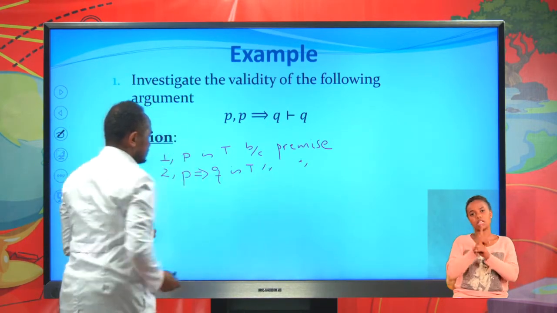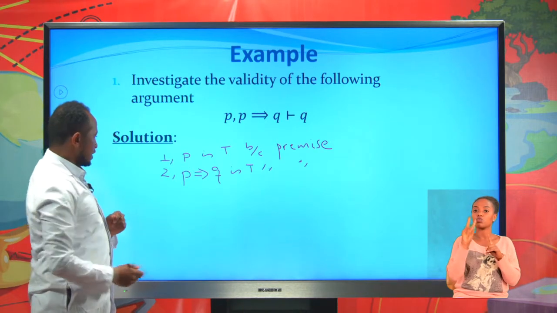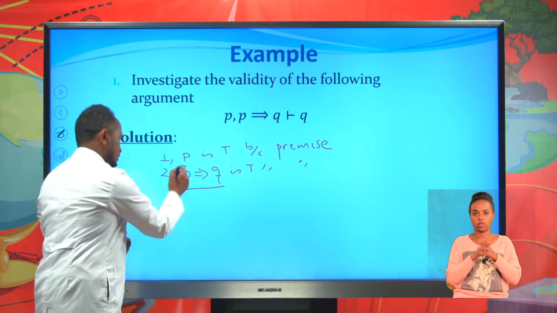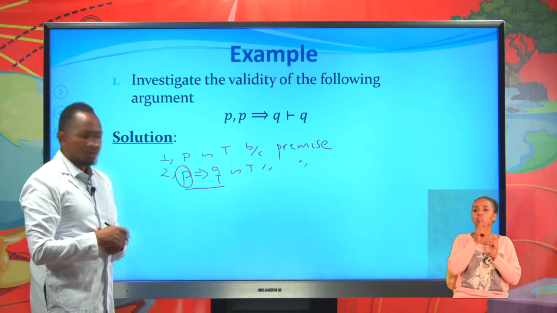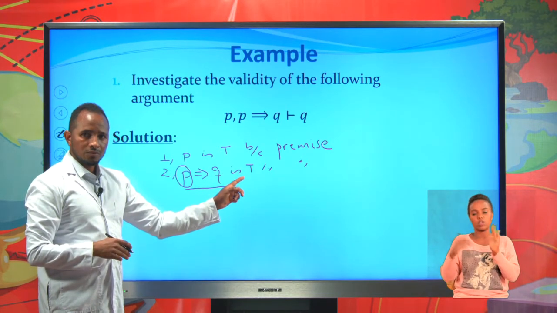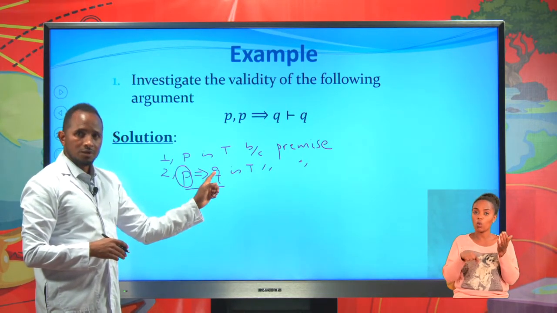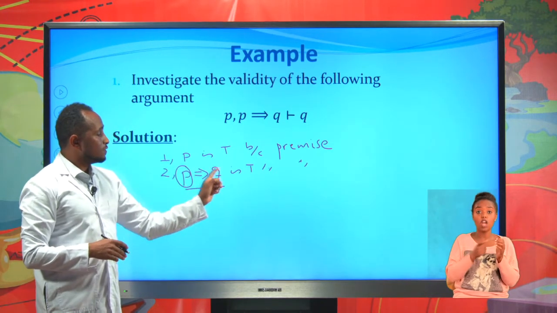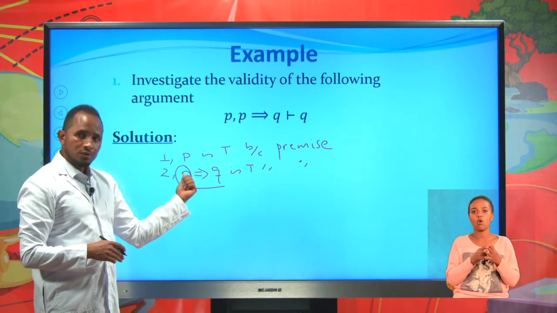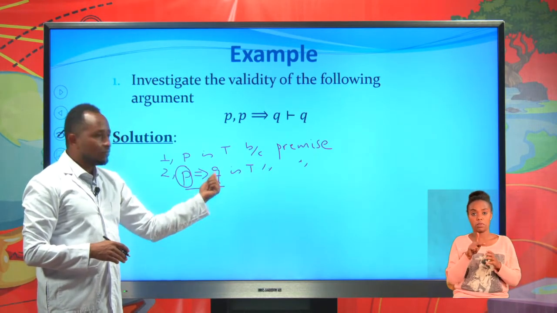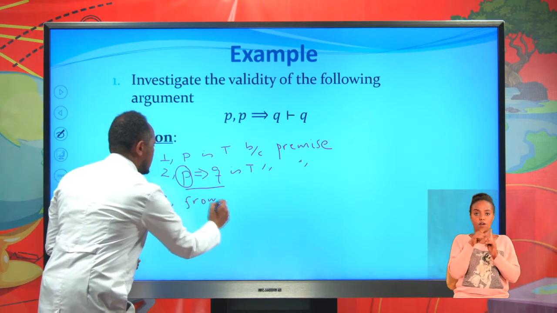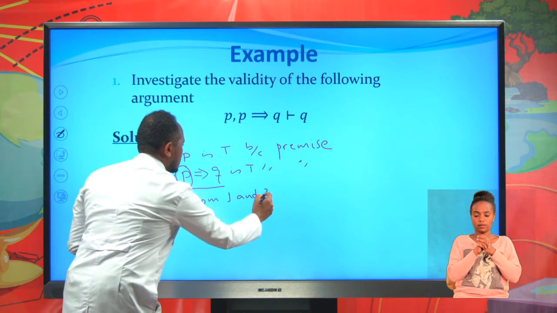So from 1 and 2, you can see that P is true and P implies Q is true. So true implies Q gives you true. So this Q must be true. If it were false, true implies false results in false. It can't give you true. Therefore, we have found P to be true, and true implies something is true, so Q must be true. Therefore, from 1 and 2, Q is true.